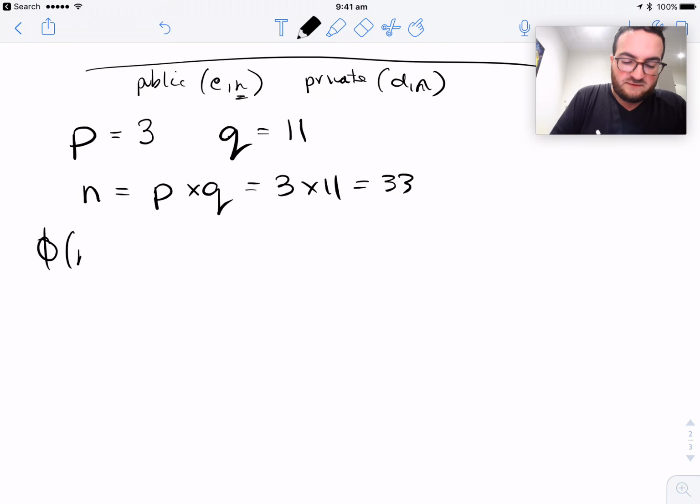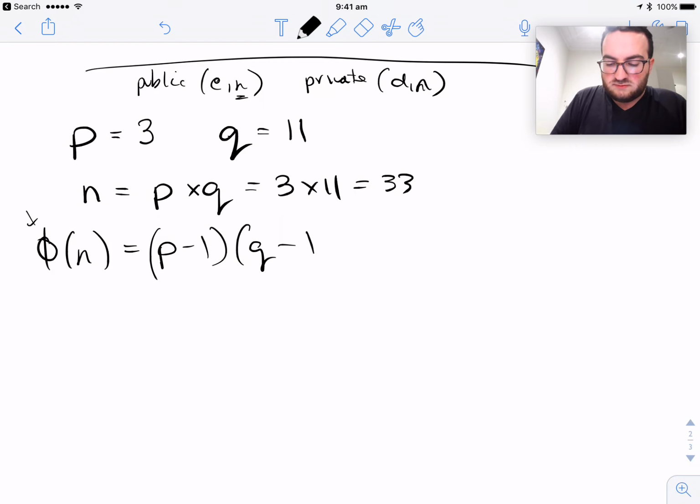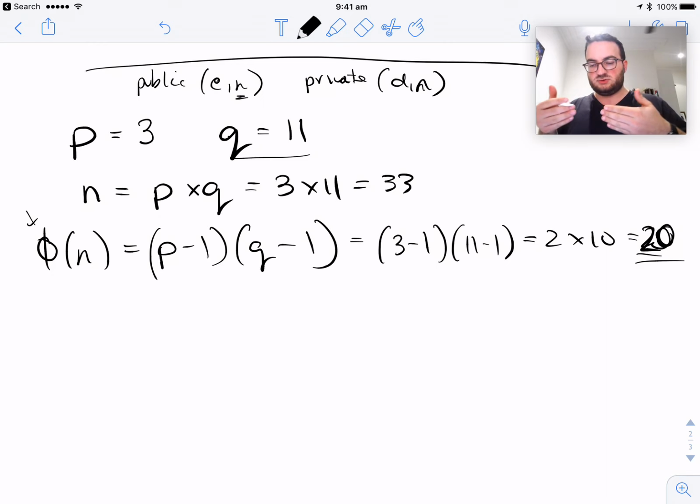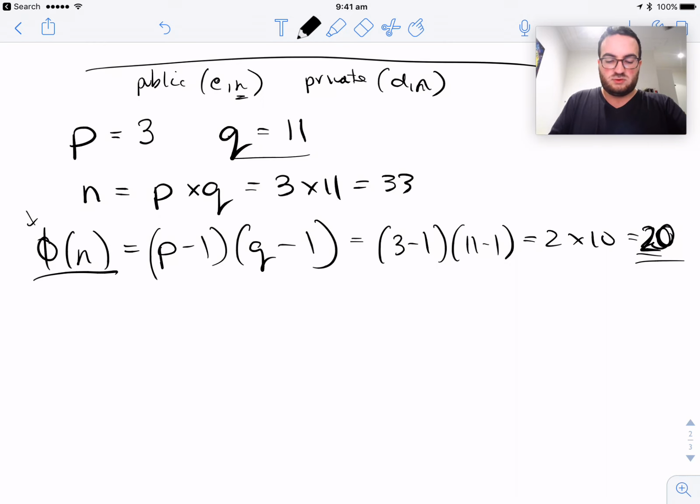The next thing I need is a really fun one. It's called Euler's totient, which is this lovely thing here. It's great fun. It can be quite scary, but it's really simple. For Euler's totient, you just take P that you picked before, subtract 1, and then Q that you picked before, subtract 1 as well, and multiply them together. So let's do that really quickly. 3 minus 1 and 11 minus 1, well, that's 2 times 10. Euler's totient is 20. That's a number that we use intermediately to figure out some other values. So we remember that Euler's totient equals 20.